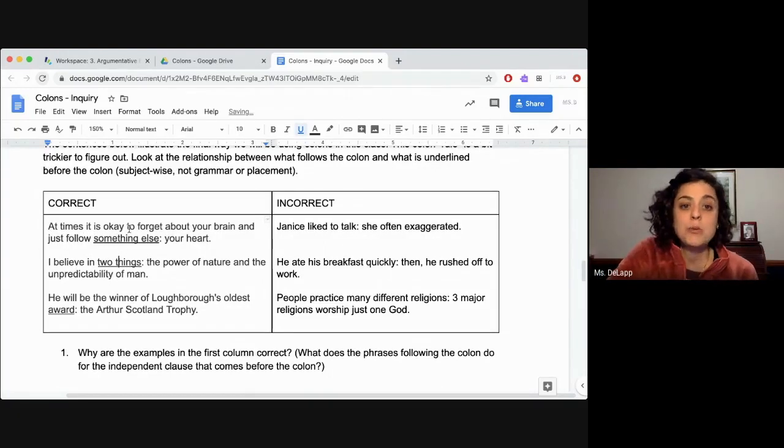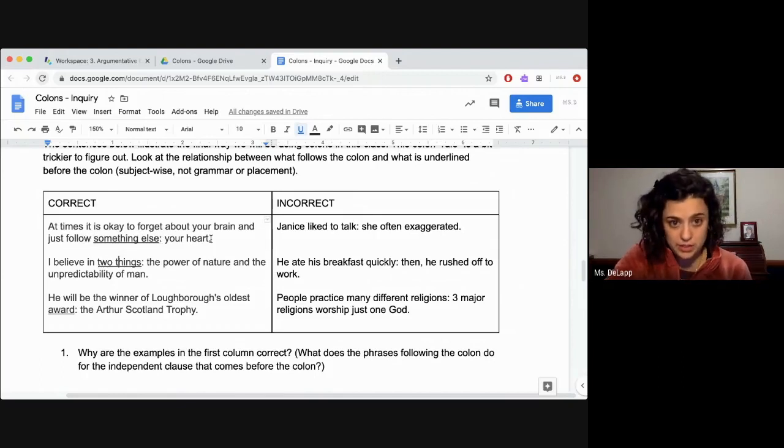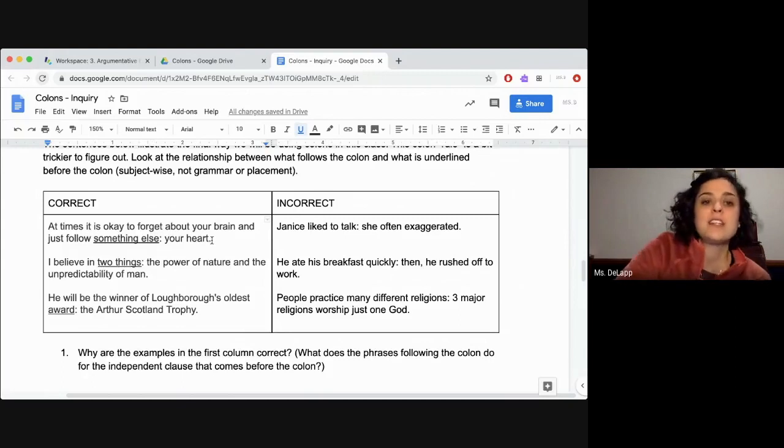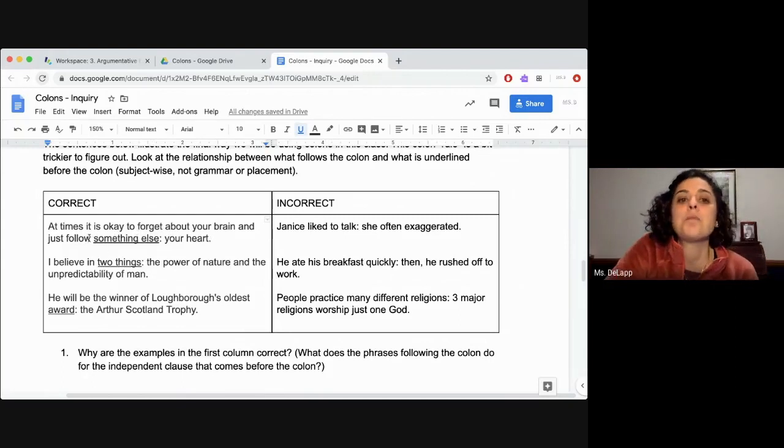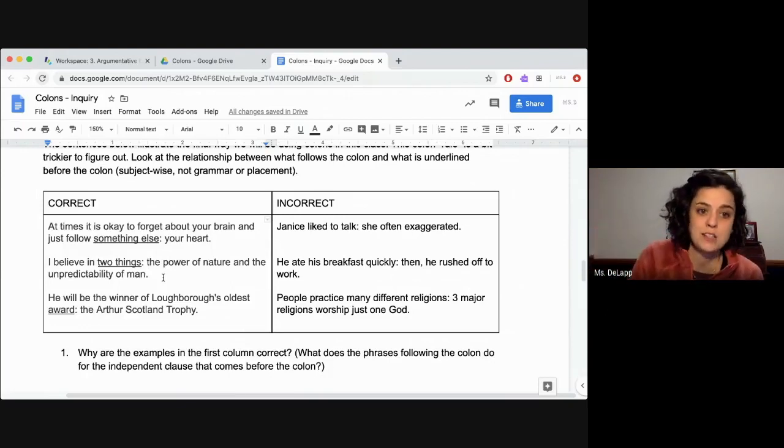At times, it is okay to forget about your brain and just follow something else: your heart. Notice in this sentence, I underlined something else. That's what I want you to pay attention to. The next one, I believe in 2 things: the power of nature and the unpredictability of man. Again, notice I underlined 2 things. So I'm drawing your attention to that phrase.